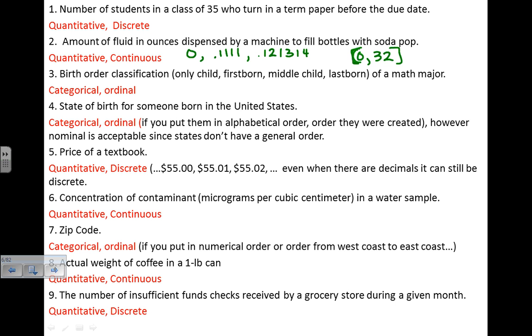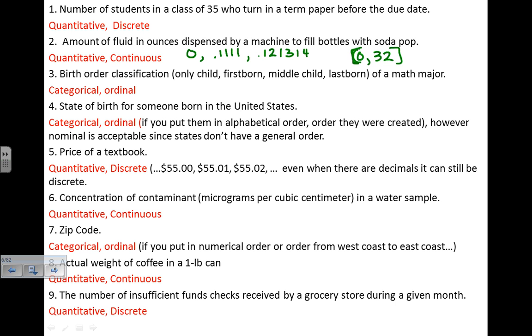Birth order classification. So in this case, this would be categorical because you can't count birth order. These are categories. So if you're a first child, middle child, last child, you can put them in order. So this is ordinal.